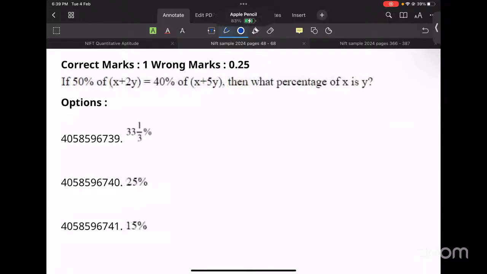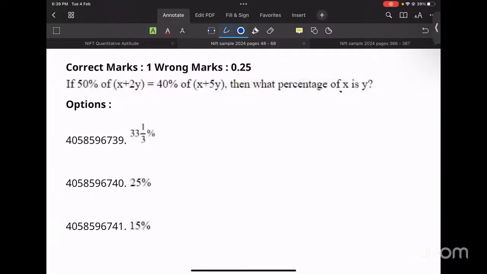Quick. If 50% of x plus 2y equals 40% of x plus 5y, find what percentage of x is y. The question is about y by x into 100. What percentage of x is y? So the demand of the question we got. We need to find y by x from this equation.